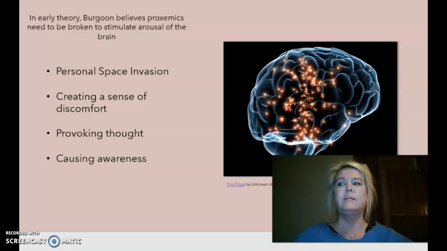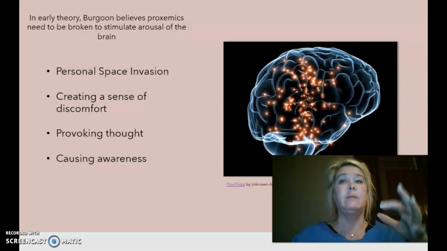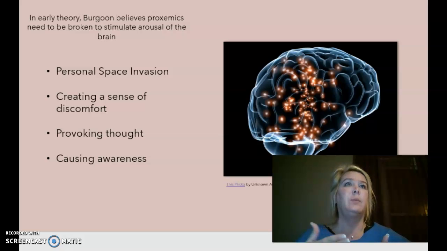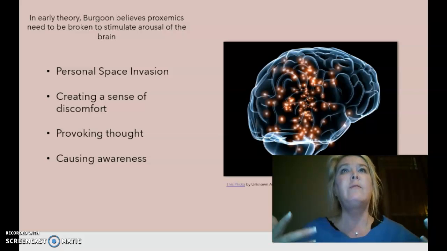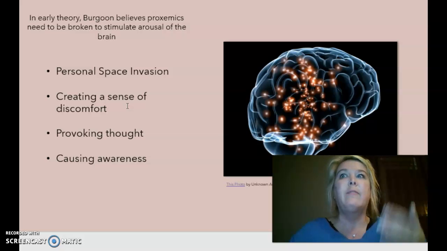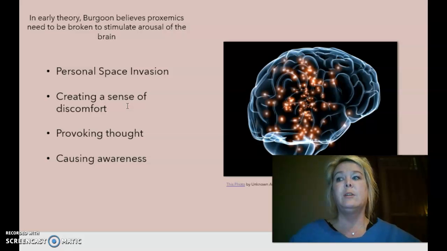But Burgoon believes, not that she doesn't agree with this, but she thinks there are sometimes where this rule needs to be broken to stimulate the arousal of the brain. When you do something that's not normal, outside the box of these proximities, it's a personal space invasion, and that sometimes creates a feeling of discomfort. But it also arouses the brain and provokes some thinking. It causes awareness of the situation that just occurred, and it causes the person to step back and think about you. So Burgoon believes this needs to be broken sometimes, instead of never invading anybody's personal space, because ultimately this could be a good thing.